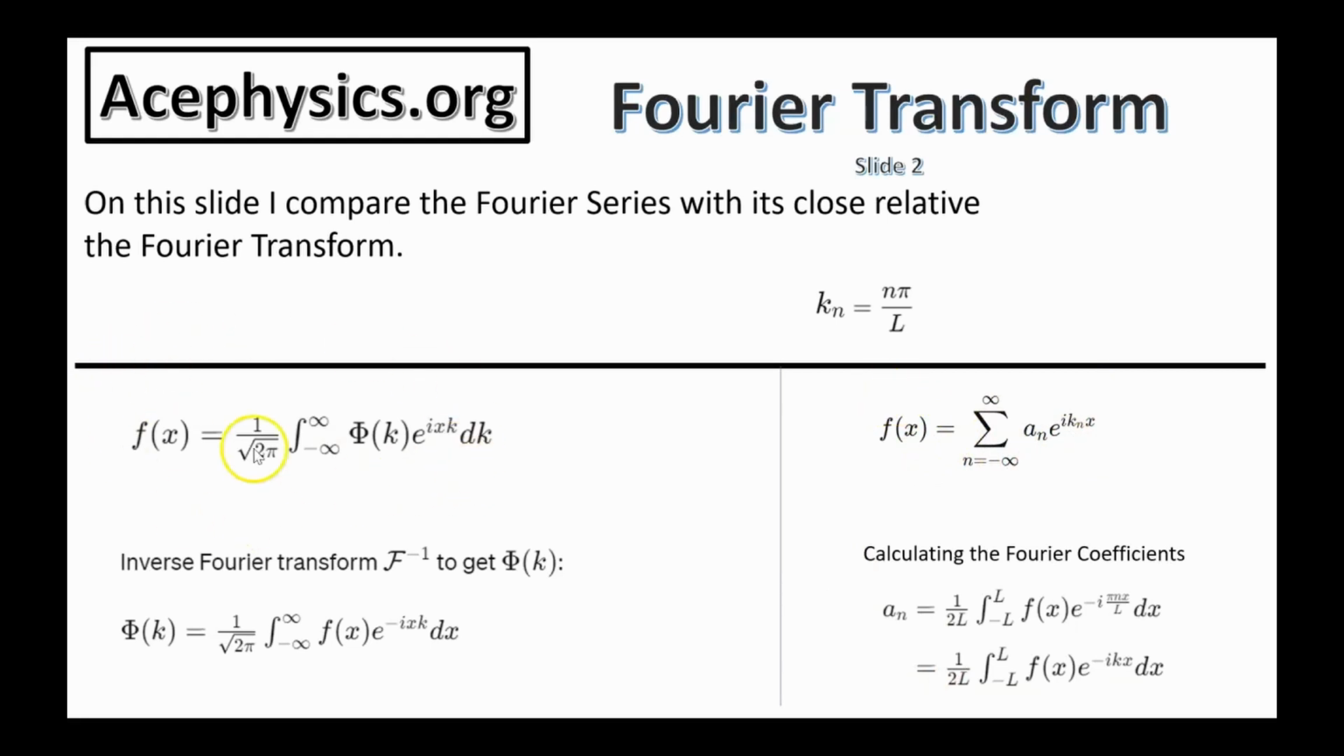Over here is the Fourier transform. I want you to notice that these two expressions are almost identical. There's a constant term, 1 over the square root of 2 pi. It does have some significance, but it's just a constant term, so for right now, just ignore it.